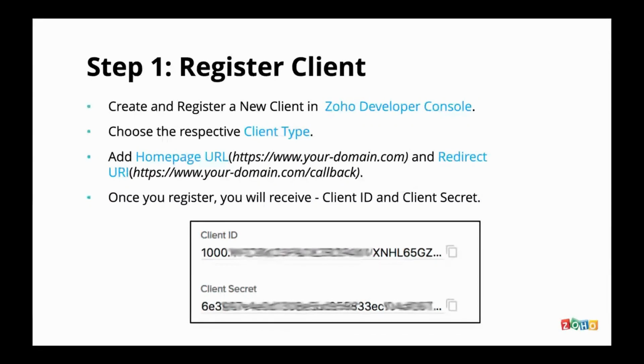If you're choosing the server based or the browser based, in that case, you need to use the home page URL and the redirect URL. So it's important. You need to get the respective domain and pass the home page URL and redirect URL for the redirection purpose. Once you register the particular client, you will receive a client ID and client secret automatically. You don't have to do anything. Once you type in the client details with the homepage URL and redirect URL, you will get a client ID and client secret. So that's the first step.